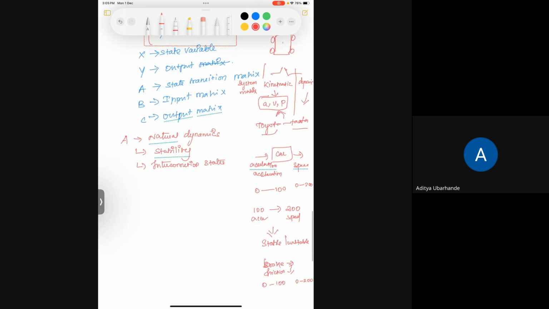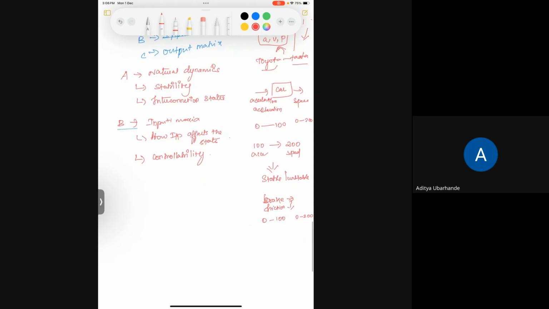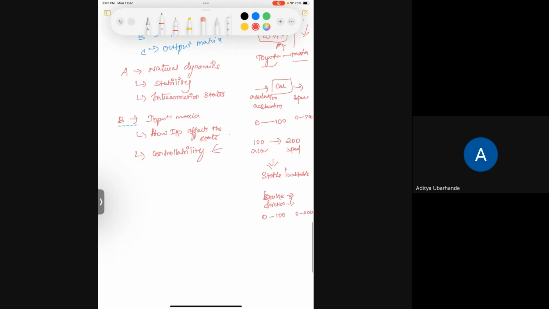That's it. Very simple. B matrix is the input matrix, where, according to the name, this tells about the input. So how inputs affect the states, this will tell us. And if you want to see whether the system is controllable or not, we will study shortly what is controllability and observability and everything. Just for now, I'm just giving an introduction. Look for this keyword later. Okay. And C is the output matrix. It tells about the output.